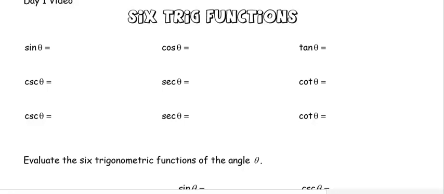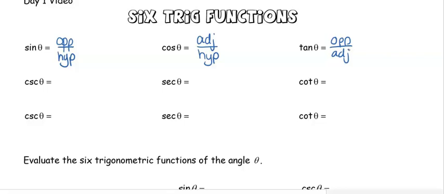Hello, today we are going to be looking at the 6 different trig functions of a right triangle. You already know 3 of them from geometry: sine, cosine, and tangent. So let's go ahead and start there. We know that if we're looking at the sine of an angle, that trig ratio is the opposite side over the hypotenuse. The cosine is the adjacent leg over the hypotenuse, and tangent is the opposite leg over the adjacent leg. Now, again, that's review.